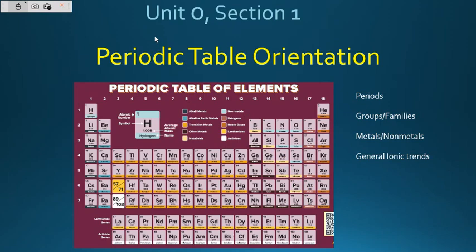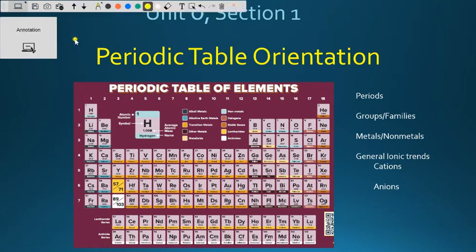Now, we have some general ionic trends, and here comes that word of ions. Ions are what charge an element might take over. Remember, an element is a stable atom. The number of electrons and protons are the same, but they will tend to take in electrons or give up electrons. And so we have the cations. Remember that those are the things that are positive. And so that's everything that's going to be over on this side.